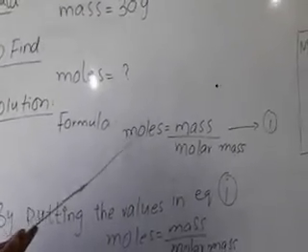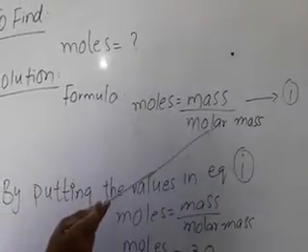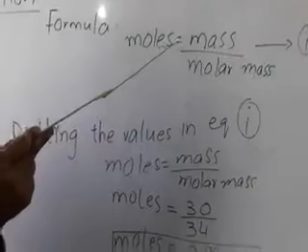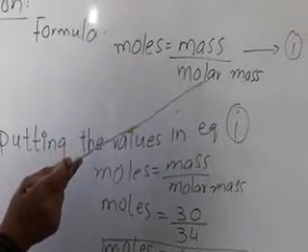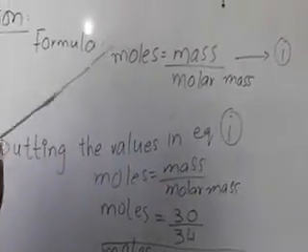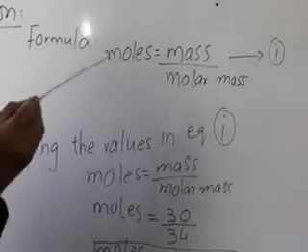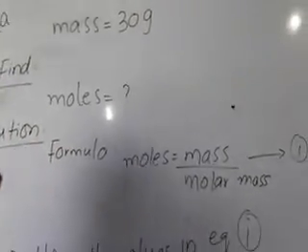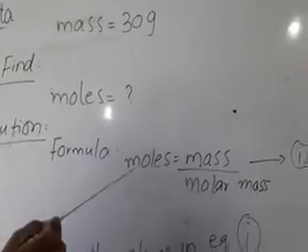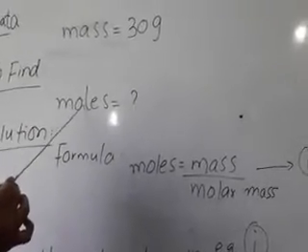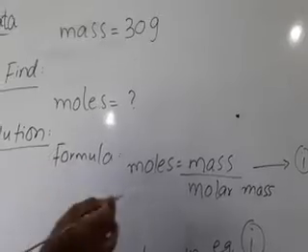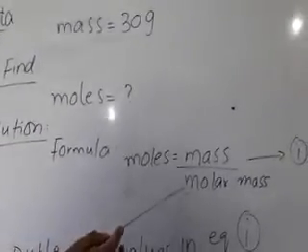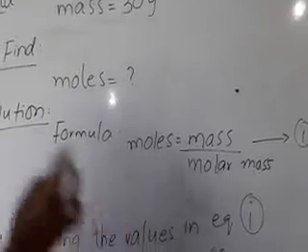Moles is equal to mass over molar mass. Our formula, moles is equal to mass over molar mass. Now after writing your formula, you have to tally your formula with your given data and the substances to find. So moles to be calculated, yes. Mass is there, yes, we can put the value of mass. Again molar mass, so we'll calculate molar mass there.